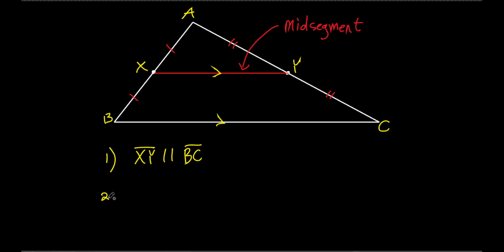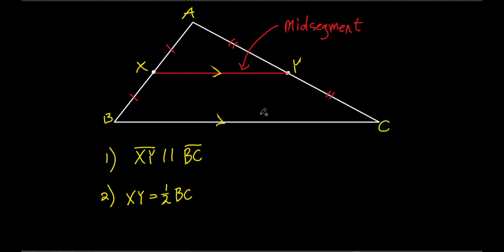Okay, watch. Here's the second thing that's true. Here's the second thing that's true. The length of XY, so I'm not going to put a line segment over top of it. When I don't put a line segment over top of it, that means the length of that line segment, okay? The length of the line segment is actually half of the length of that third side, BC.